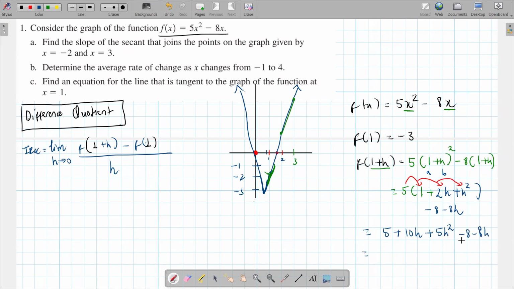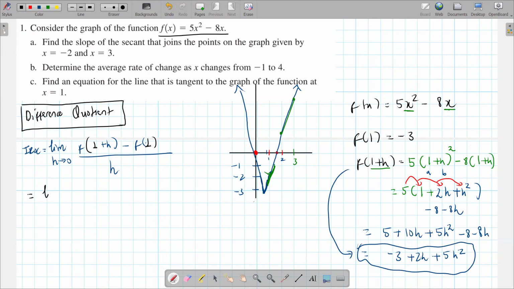And again, we collect the like terms. 5 minus 8 is negative 3. 10h minus 8h is positive 2h. And 5h squared doesn't have any like terms. So there we go. This entire thing is the simplified f of 1 plus h, okay? And now we're just going to plug it back into this equation, the limit as h approaches 0.